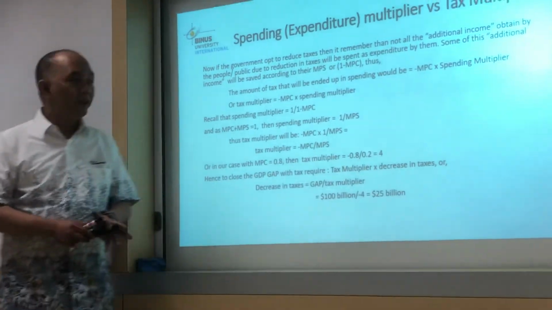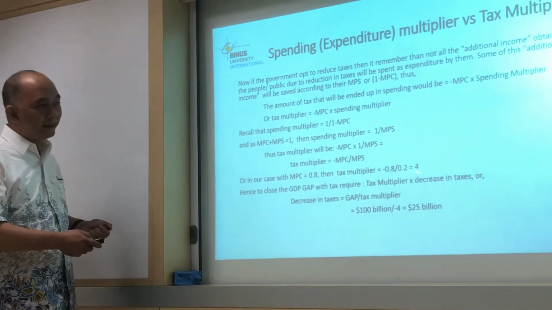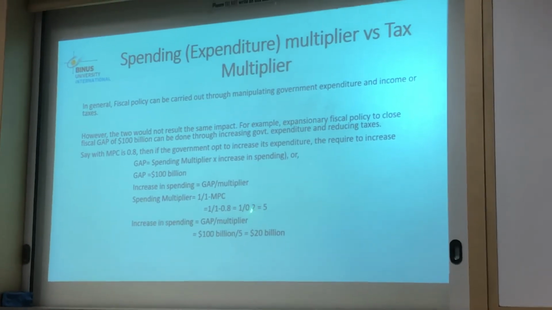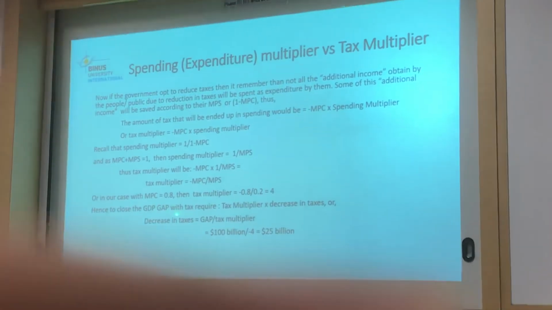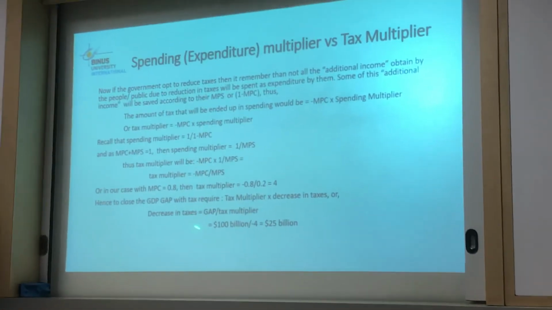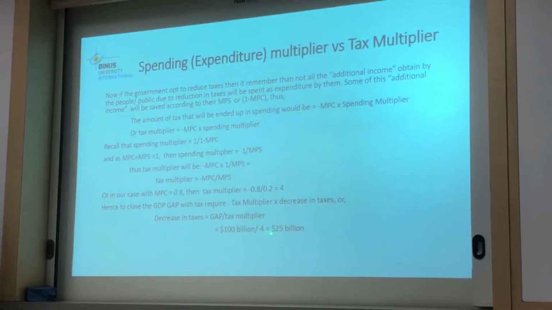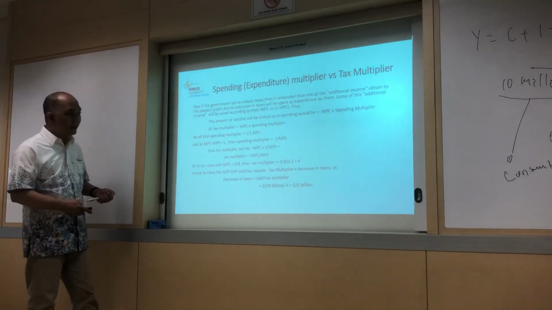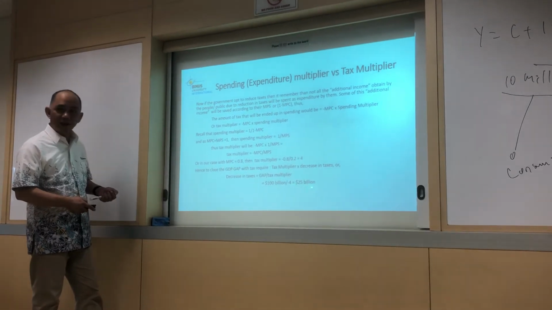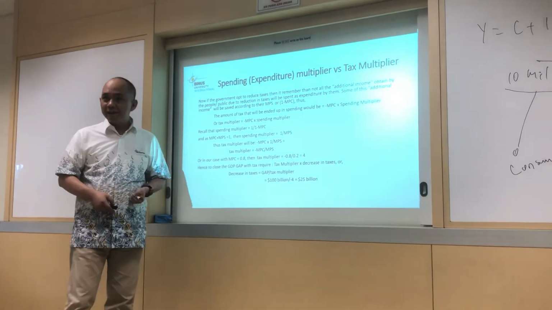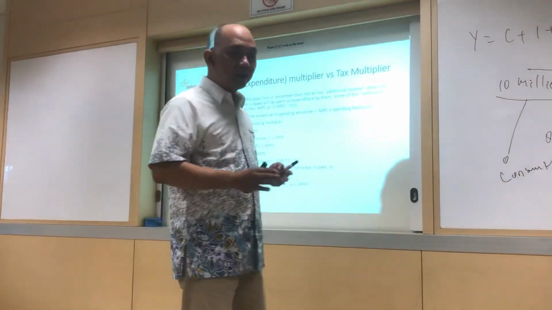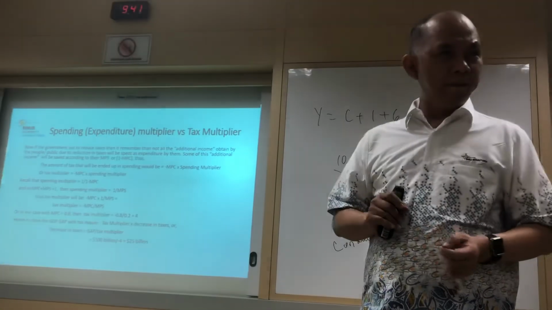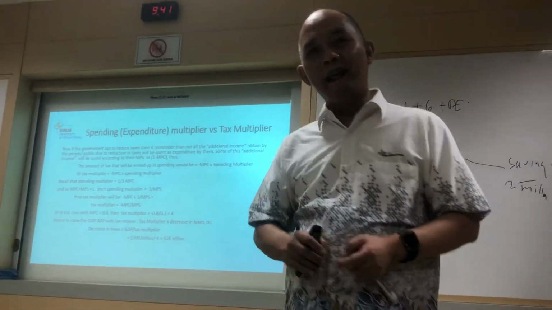Again, you can see that the tax multiplier is slightly lower than the spending multiplier. That is why closing the GDP gap with tax requires an additional 5 billion. So instead of 20 billion if we use spending, if the government uses taxes, it requires 25 billion. Yes? The lesson summary is that the tax multiplier is different from the spending multiplier. Agree? Okay. Can you pause?